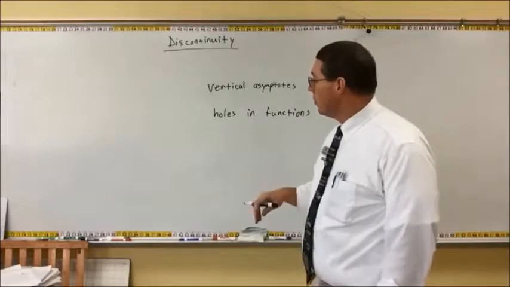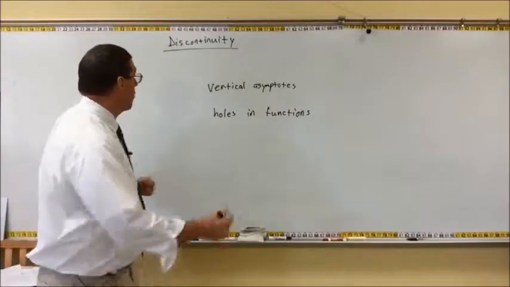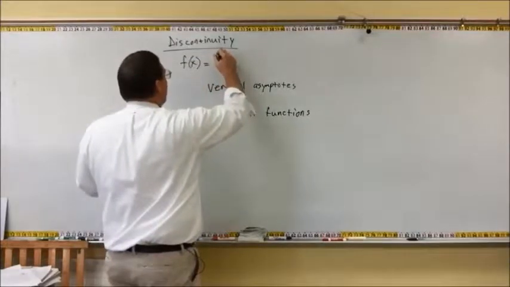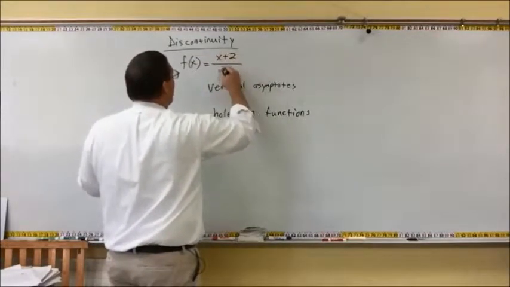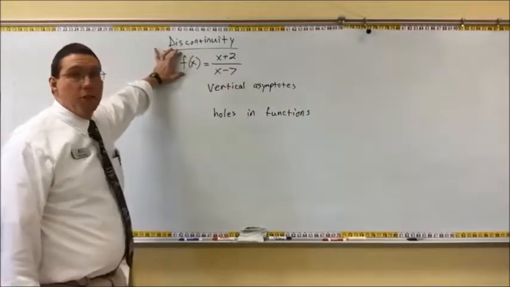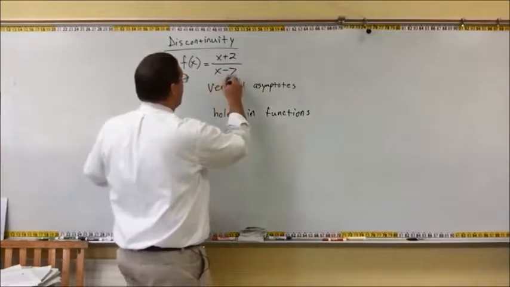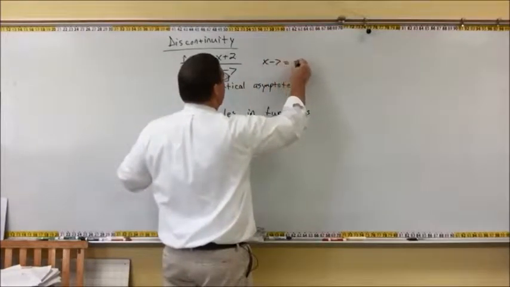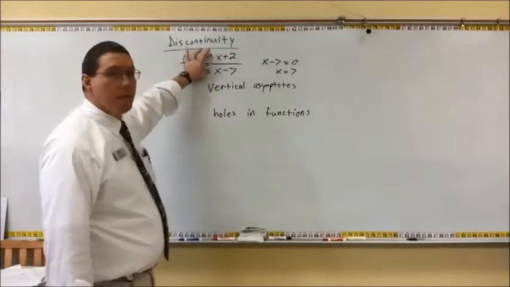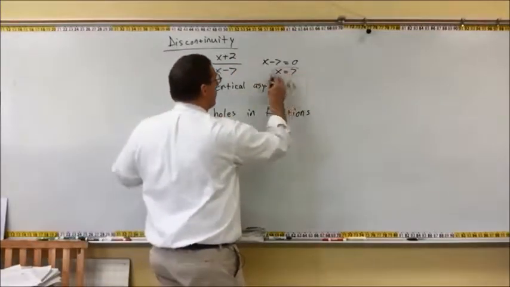Okay. Now, if you're given some rational function, and rational functions are fractional functions, okay? So let's say you have some function, f of x is equal to, let's say, x plus 2 over x minus 7, okay? So this is a rational function. Now, if we take our denominator and set it equal to 0 and then solve, we get x equals 7. This function has the denominator equal to 0 when x is equal to 7.